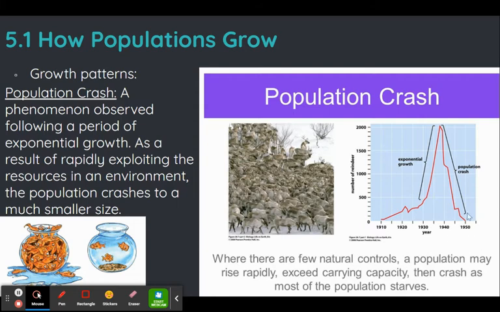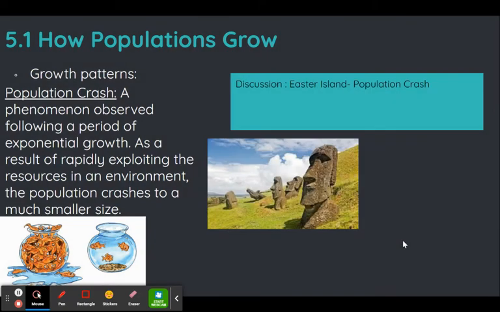Sometimes this leads to extinction, and sometimes it leads to just a very, very small population size, which we'll talk about later. Something interesting to research: I'd like you to take a second now and just research Easter Island and what led to a population crash on this island.